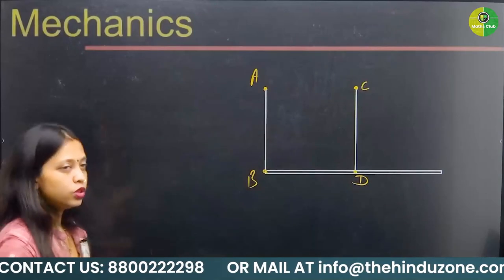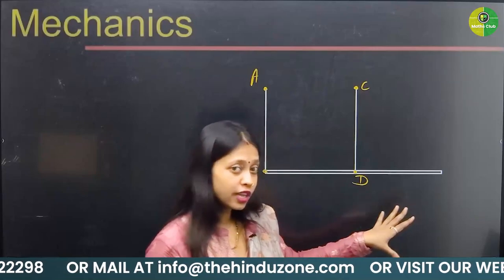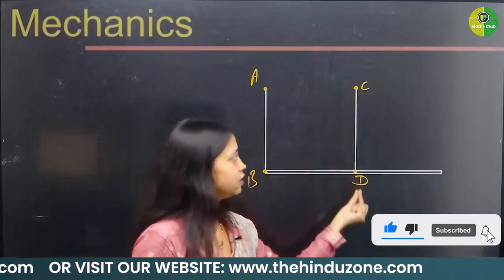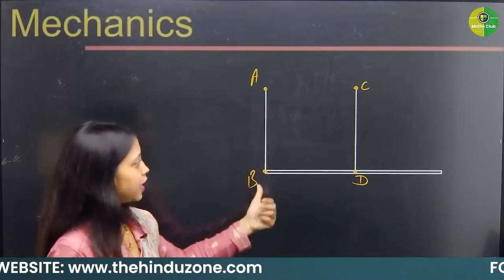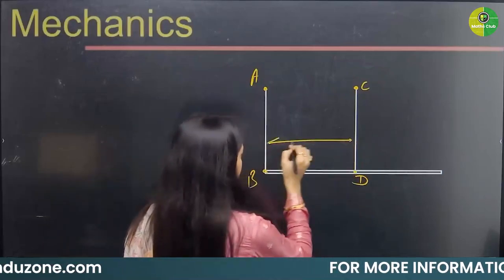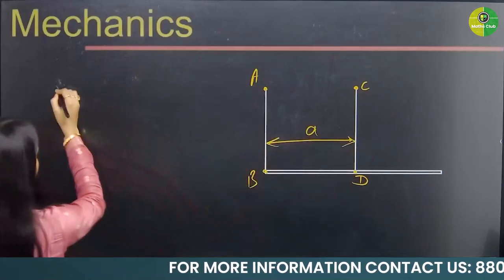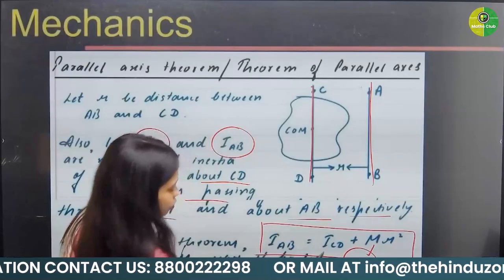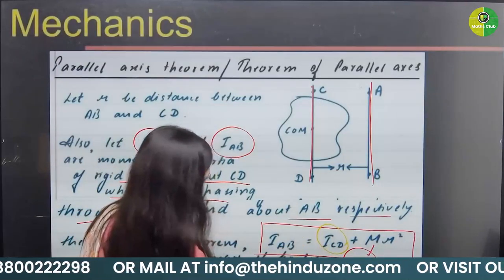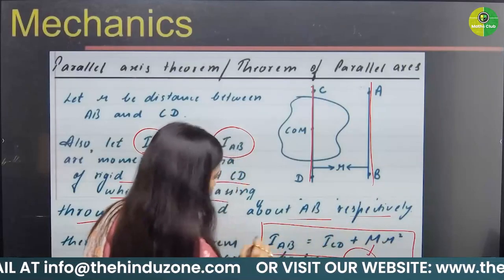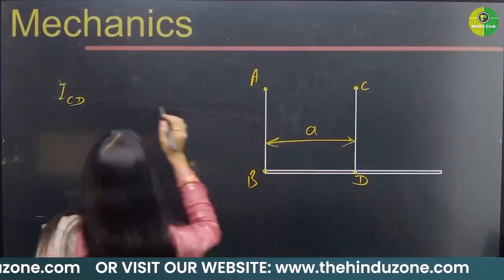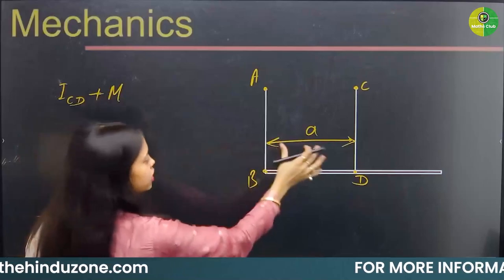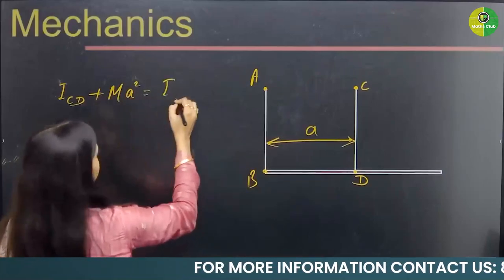Isn't it, the picture looks like the picture that we have discussed in the parallel axis theorem. Isn't it the same? So this is a line passing through the center of mass, and this is a line parallel to that, and the distance between them is a. So what was the parallel axis theorem? Moment of inertia about CD, I of CD, plus MR square, where R square is the distance, so a square, is equal to I of AB.